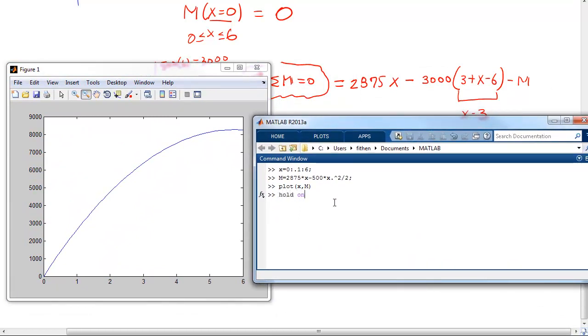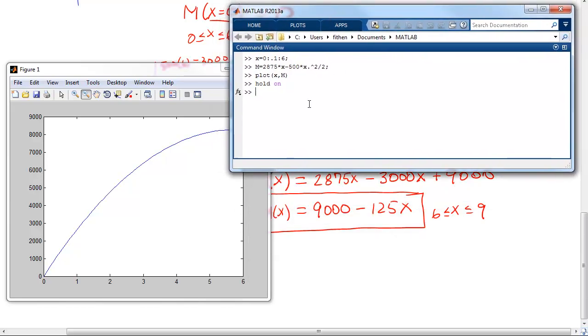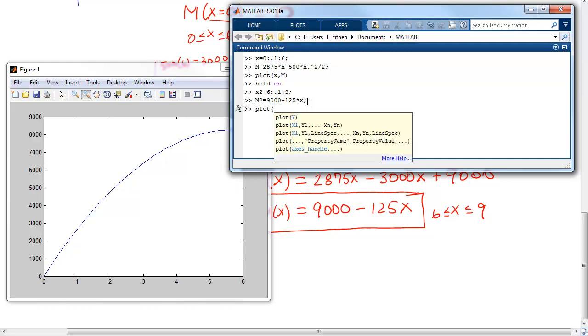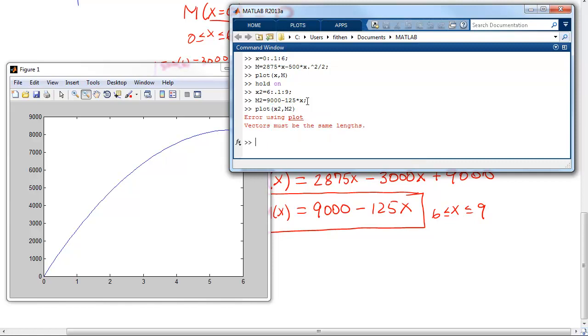Go over here and do a hold on. That holds the plot that's on there while I put the next plot on and make sure that I'm good there. So I'll do x in region 2 equaling 6.1 all the way up to 9. And I'm going to do the moment in region 2 equal to 9,000 minus 125 times x. And then I'm going to do a plot. X in region 2, moment in region 2.